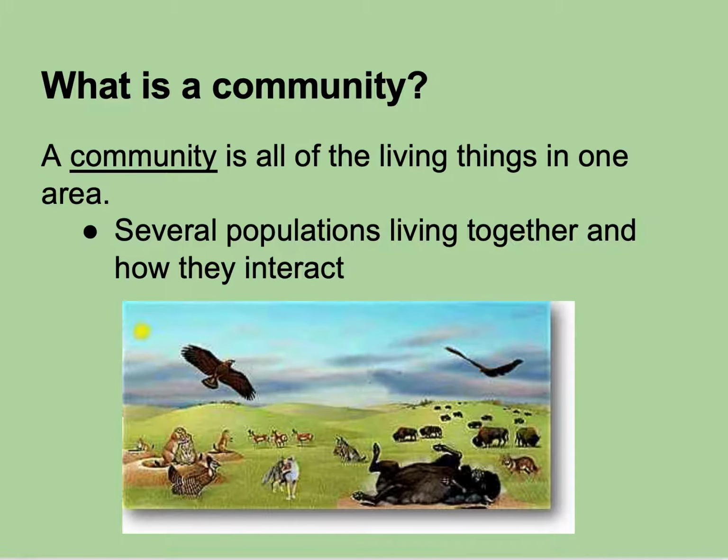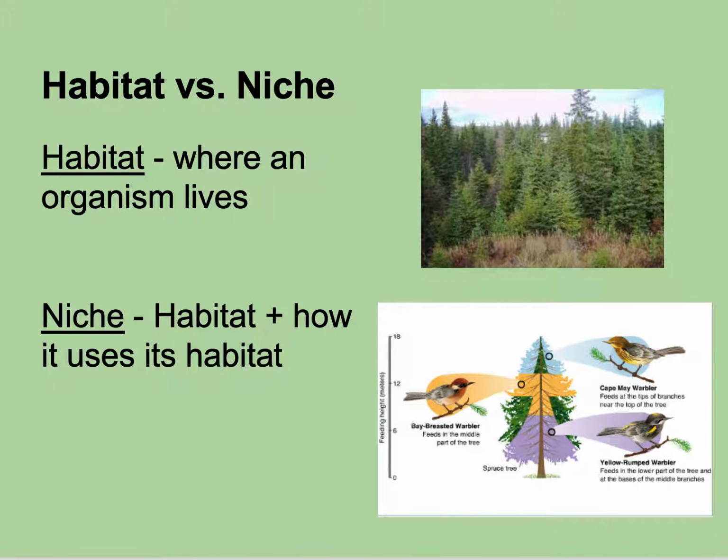A community is all living things in one area, or several populations living together and how they interact. Habitat and niche. The habitat is where they live, but the niche is something a little more specific. It's the habitat plus how they use their habitat.